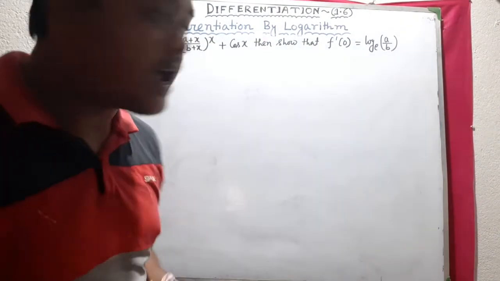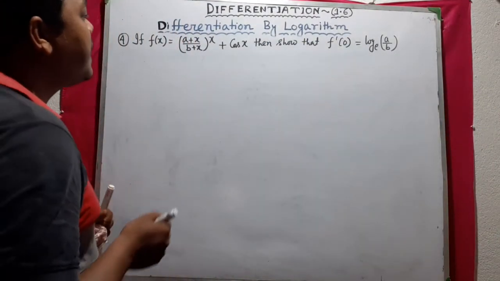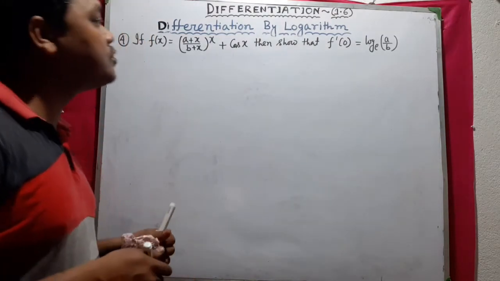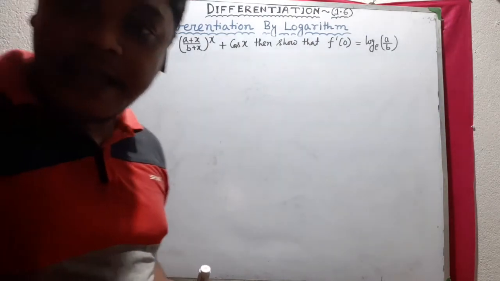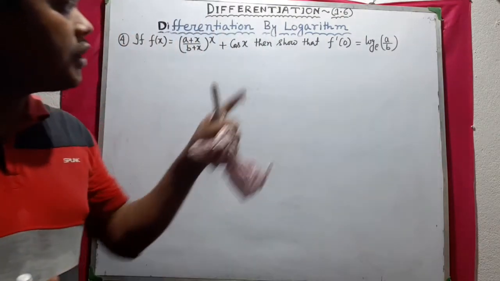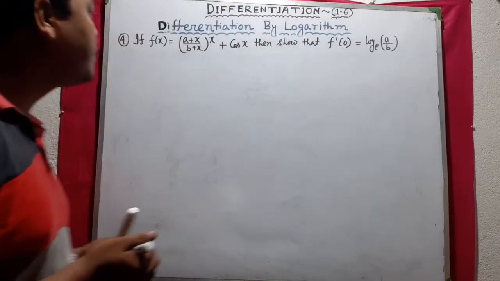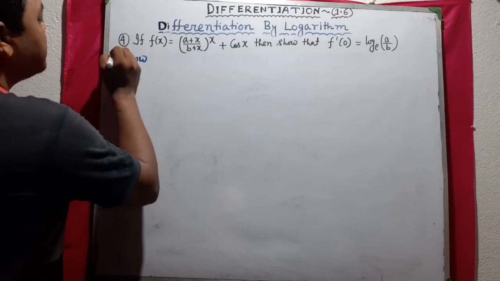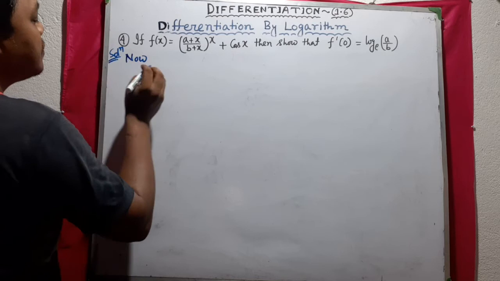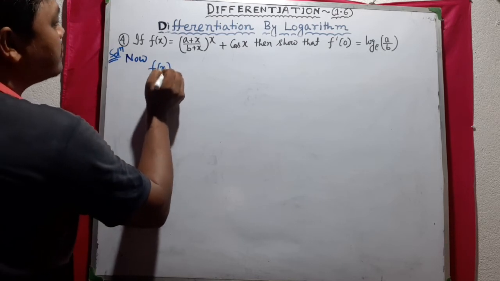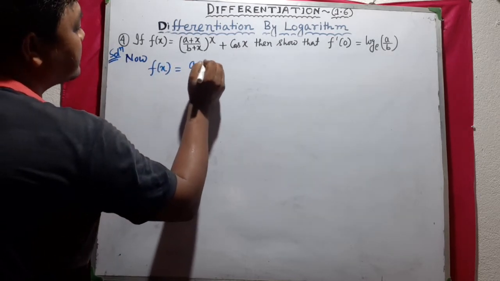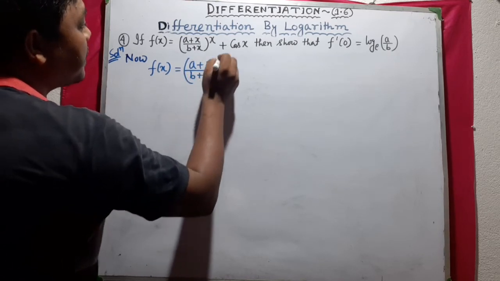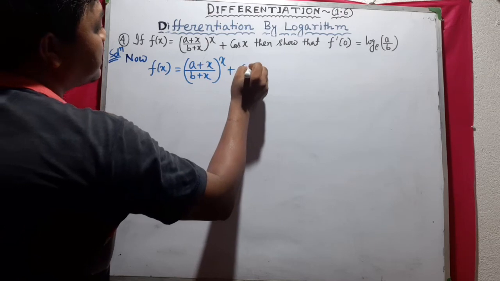So another problem is that if f(x) equals (a plus x by b plus x) whole to the power x plus cosine x, then show that f dash 0 equals log a by b base e. So similarly, now f(x) is given to you. This is the solution. So f(x) equals (a plus x by b plus x) whole to the power x plus cosine x.